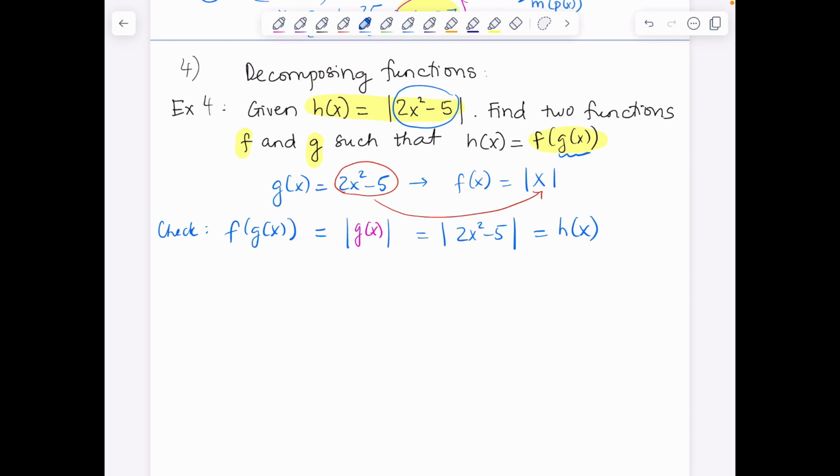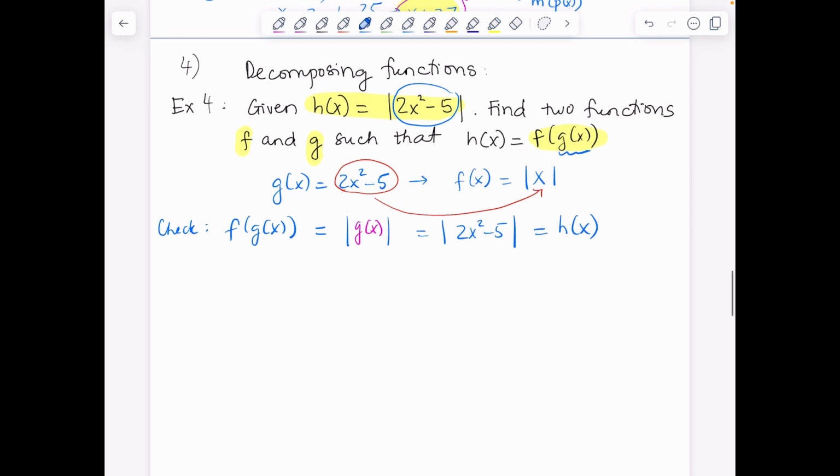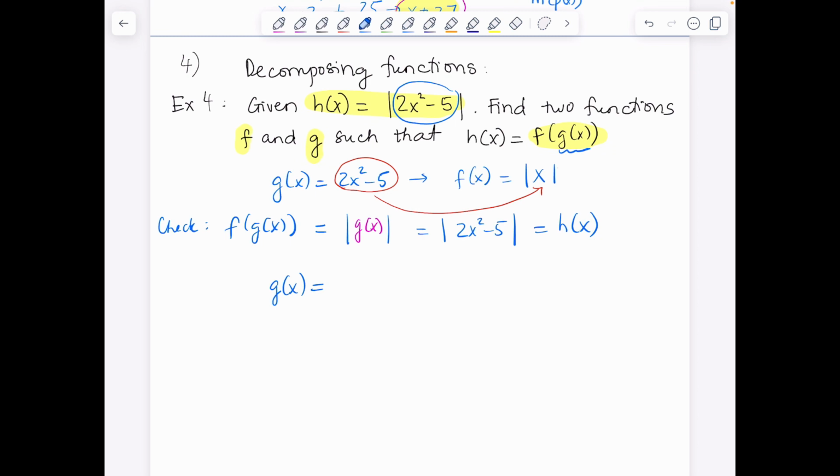There could be multiple different answers for this type of problem. Here's another scenario. G of x could also just be 2x squared. So then f of x is the outside function, which is absolute value, but now it's going to be absolute value of x minus 5. As you can see, if we substitute this in for x in the f function, then we'll get the h function. So let's check it.